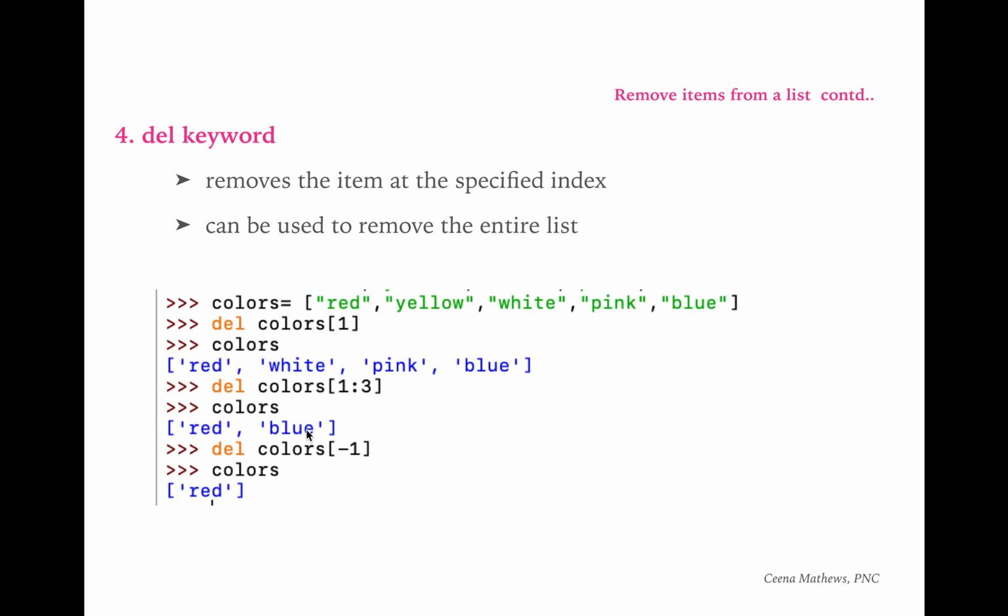blue. Okay, and you can also use del colors of -1, which removes the last item in the list, and when you display the colors, it displays only red color, that is the last item. Blue has been removed now.